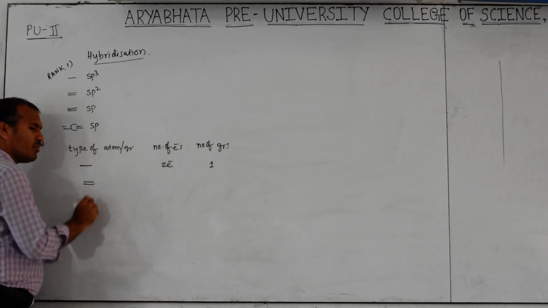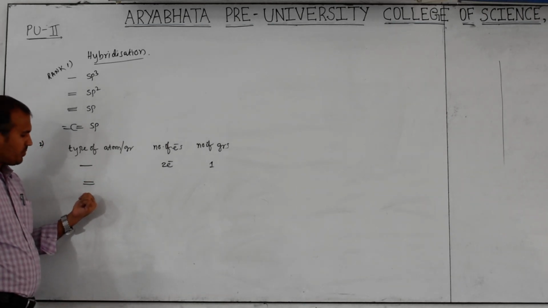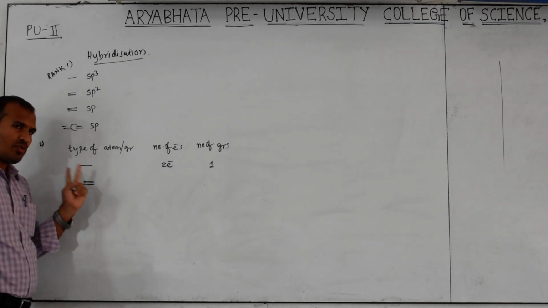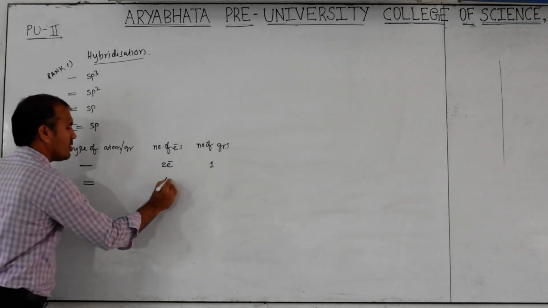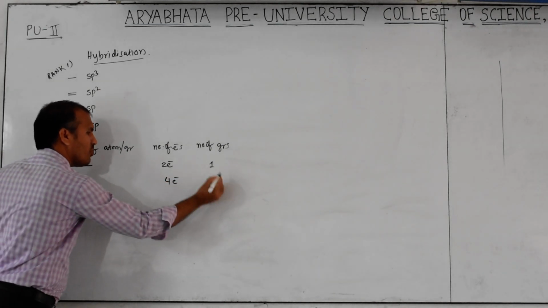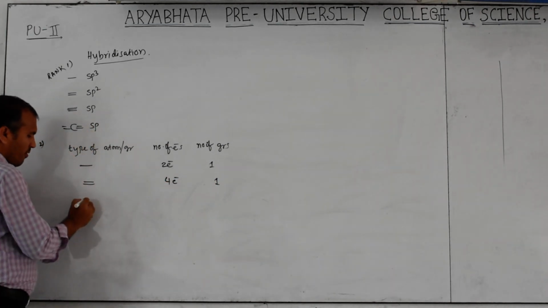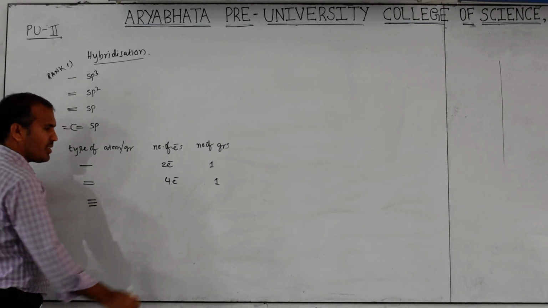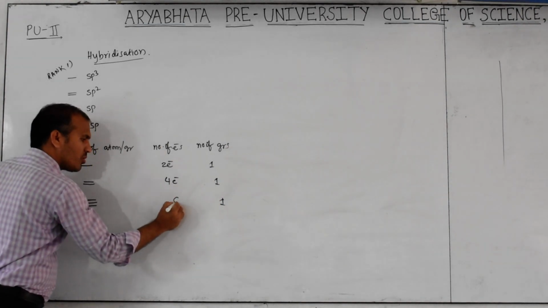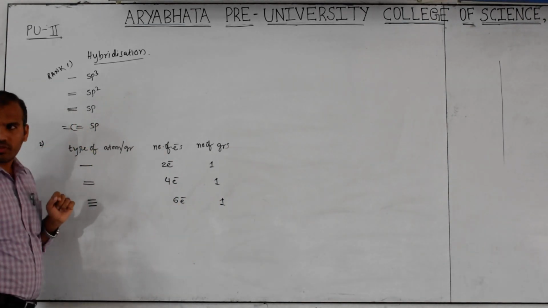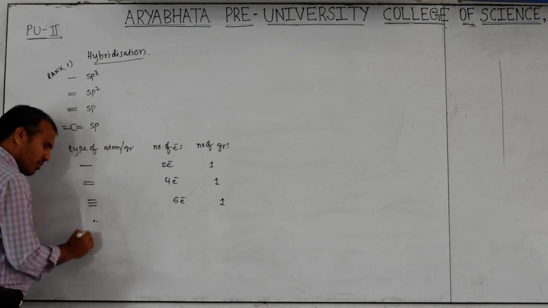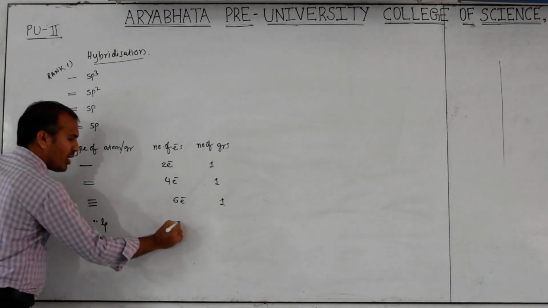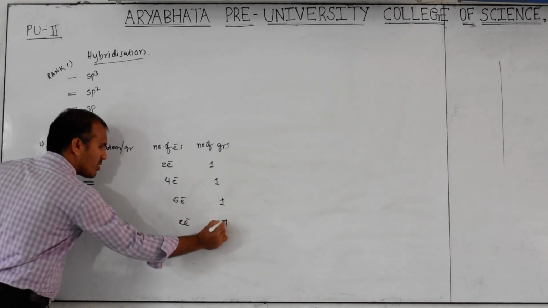Double bond: how many electrons? One bond with two, two bonds are there, total 4 electrons. This is also considered as one group. A triple bond is also considered as one group, but with 6 electrons. A lone pair, LP, has 2 electrons. That is also considered as one group.